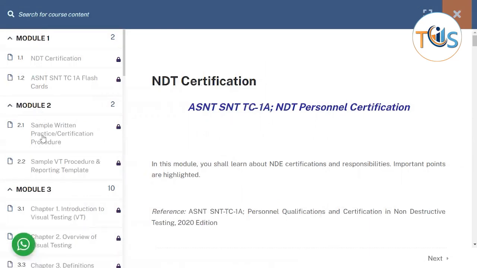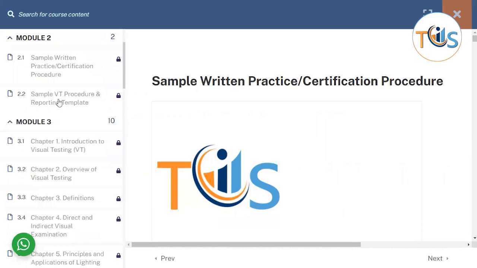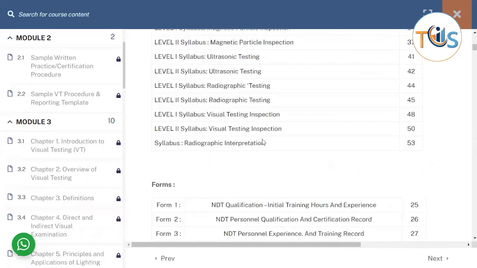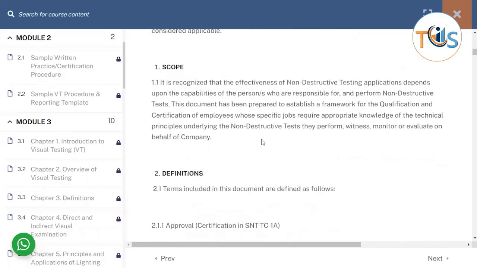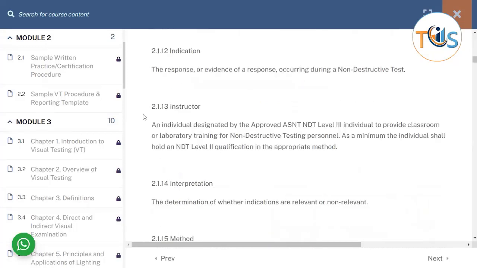In module 2 we go through a sample practical and sample written practice or certification procedure, so you know where this is coming from. We explain how that works, and then a sample VT procedure and reporting template, because you should always work according to an approved procedure.